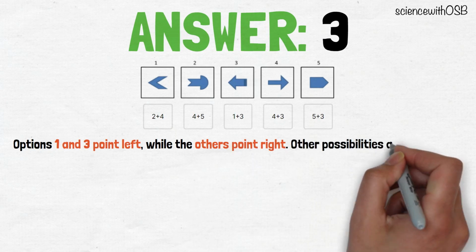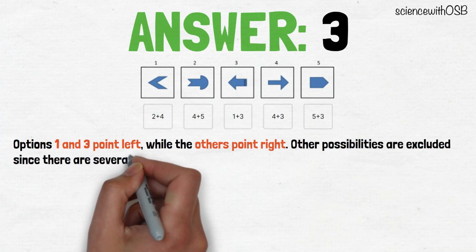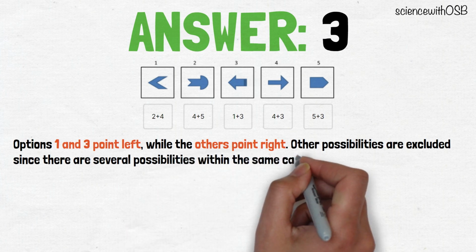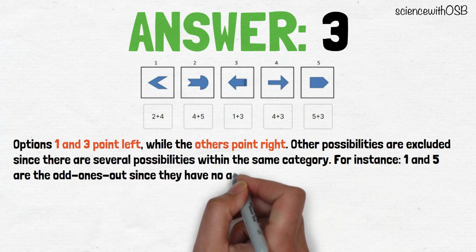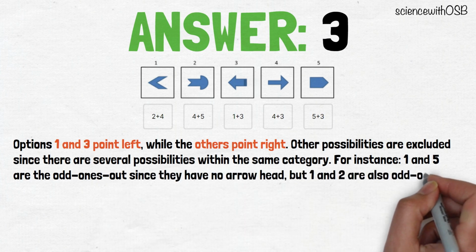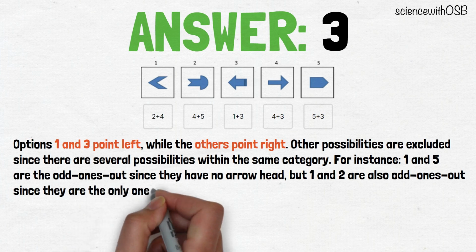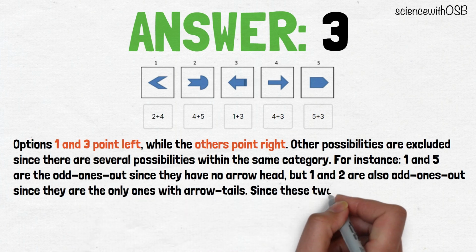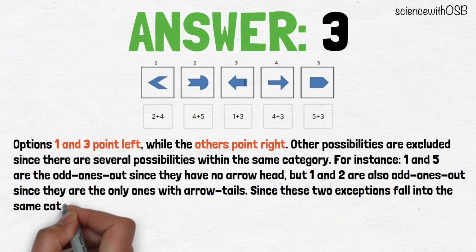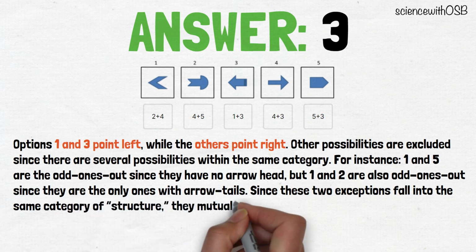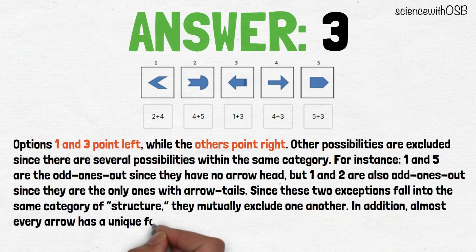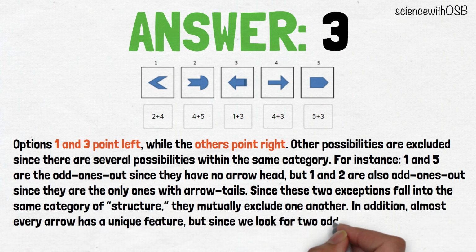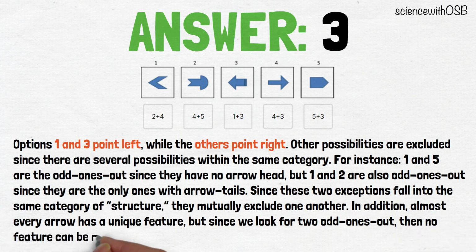Other possibilities are excluded since there are several possibilities within the same category. For instance, 1 and 5 are the odd ones out since they have no arrow ahead, but 1 and 2 are also odd ones out since they are the only ones with arrow tails. Since these two exceptions fall into the same category of structure, they mutually exclude one another. In addition, almost every arrow has a unique feature. But since we look for 2 odd ones out, then no feature can be marked as the odd one out.